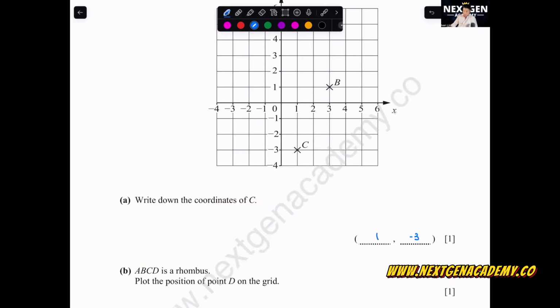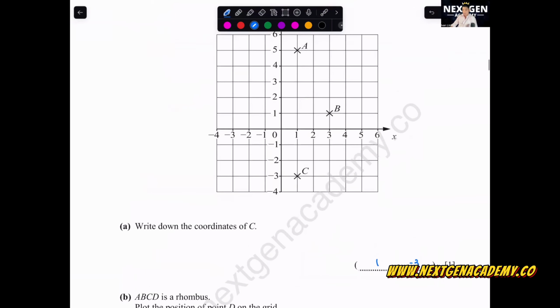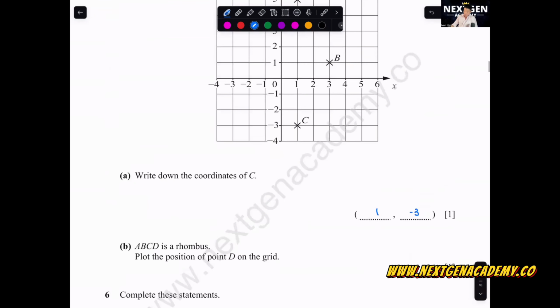ABCD is a rhombus. Plot the position of point D on the grid. What's a rhombus? How does a rhombus look like? You have two sets of parallel sides, two pairs of parallel sides and then 4 equal lengths.